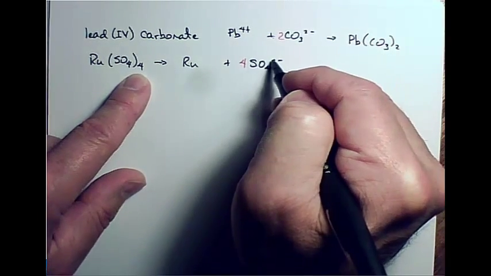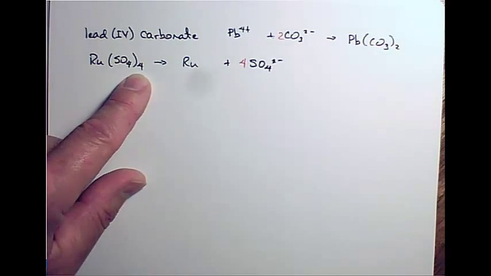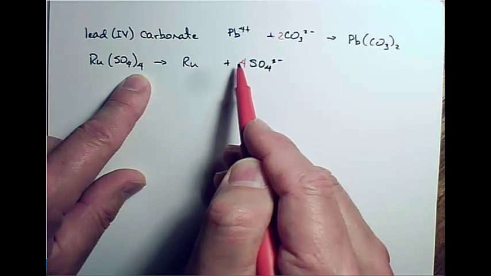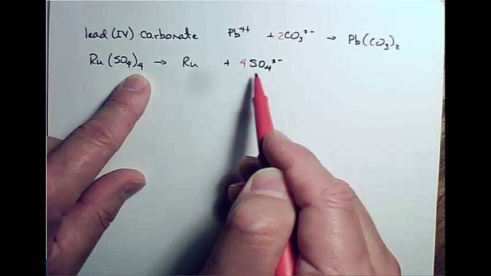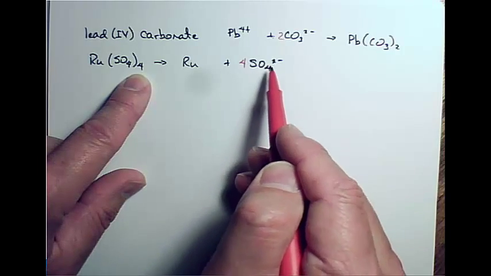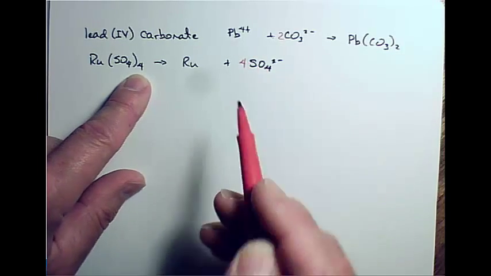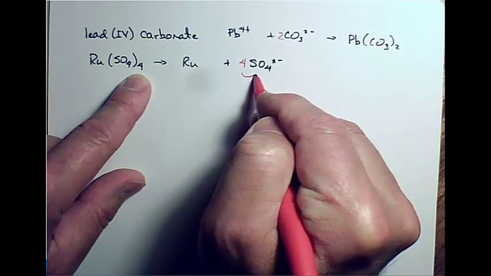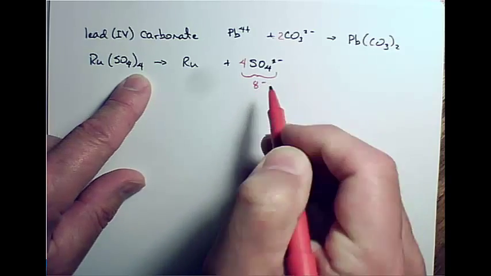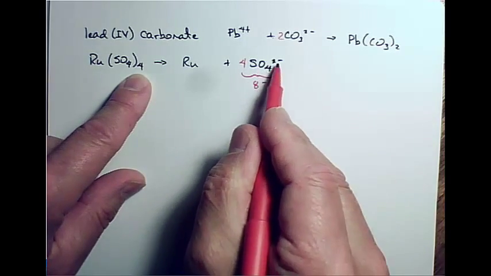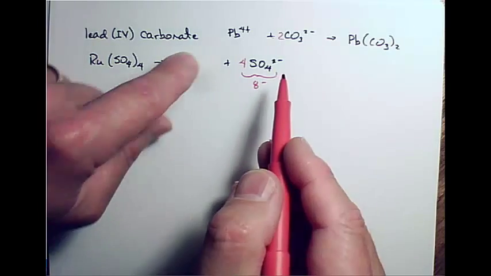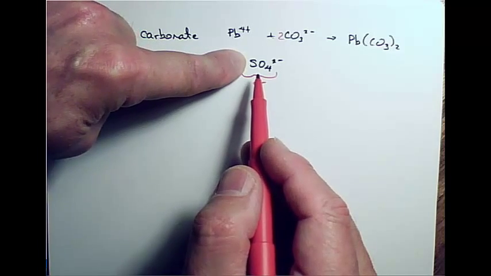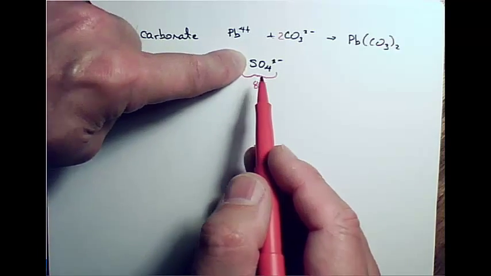So the question still is, what total charges and what kind of charge and how many are there represented by these 4 sulfates? 8 what? 8 negative. So this represents an 8 negative charge because I have 4 of these particles that each have a 2 negative charge. And SO4 is considered a particle. It's a covalently bonded group of atoms with a charge. That's what we call a polyatomic ion.